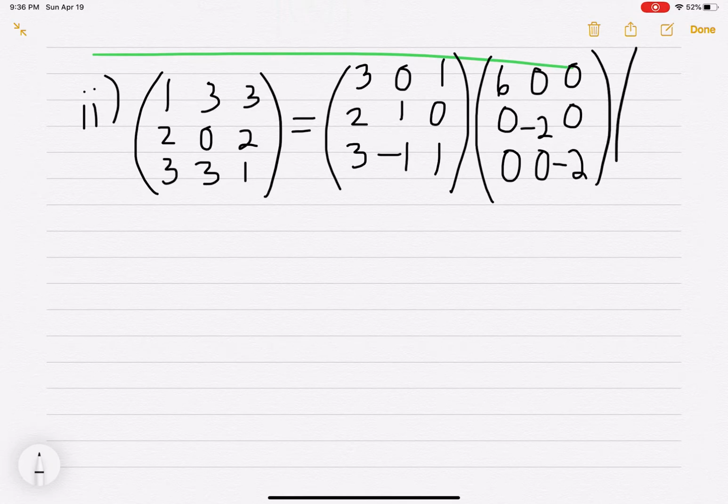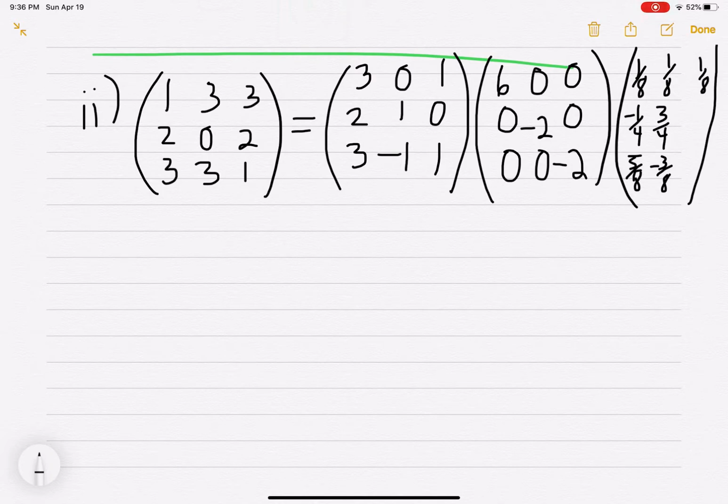And then P inverse over here is going to be 1/8, negative 1/4, 5/8 down the first column. Second column is going to be 1/8, 3/4, negative 3/8. And down the third column, we're going to have 1/8, negative 1/4, negative 3/8.